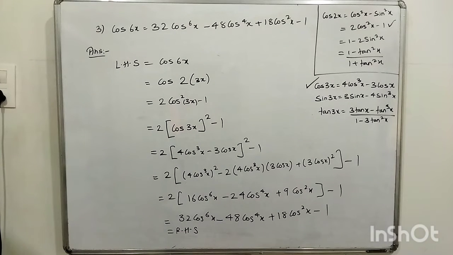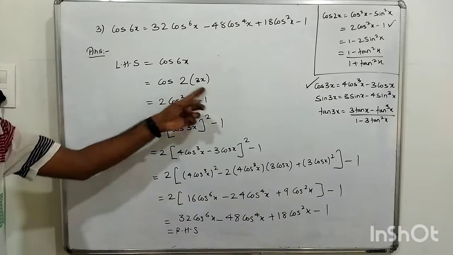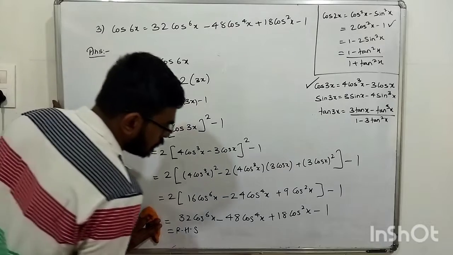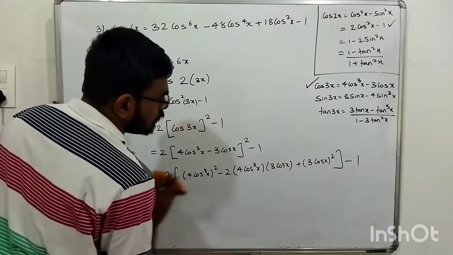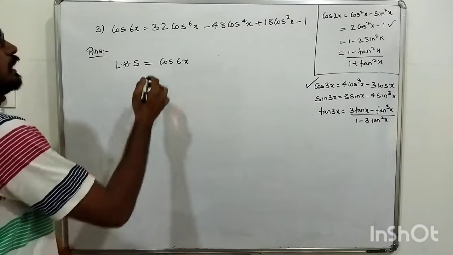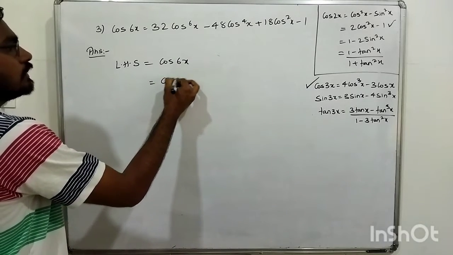You can prove this other way around also. In place of cos 2 of 3x, you can write cos 3 of 2x. Okay, like this. I'll drop this. So let's check other way around. If we take cos 3 of 2x, let's see what happens. In place of cos 2 of 3x, I will take cos 3 of 2x.